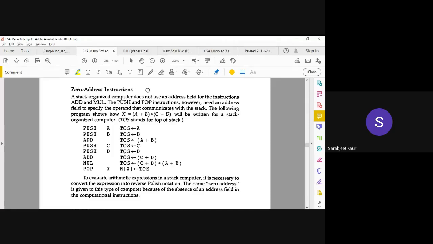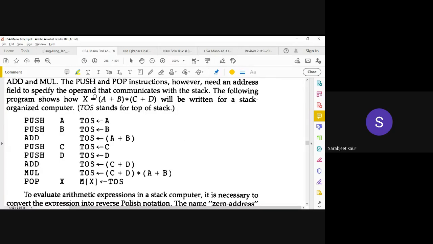So you may be asked to write down a program using a zero address instruction or using a stack. So this is what you have to do. I'll go over the program with you. We are looking at the same program now: X is equal to (A plus B) into (C plus D). So first of all, what should I do? I will put A into the stack. For that I say push A.